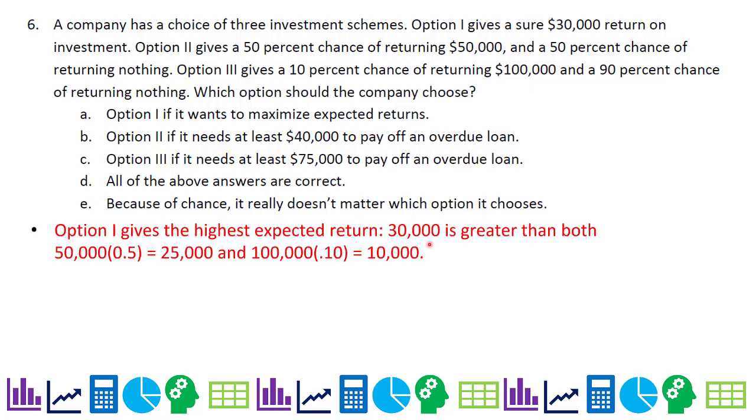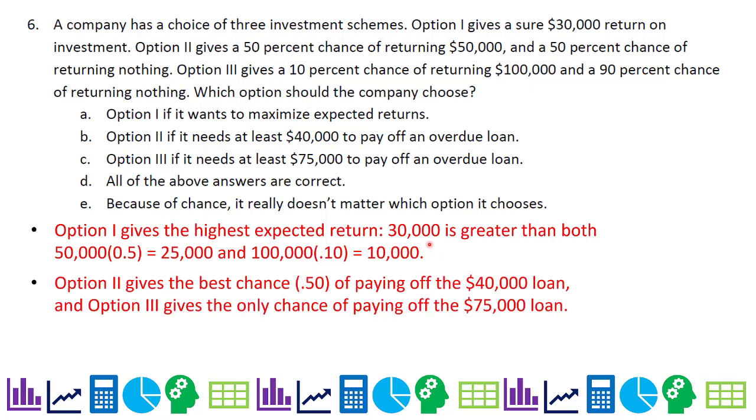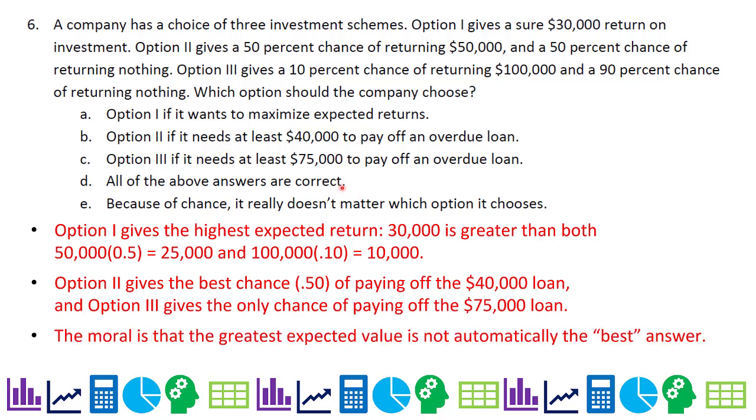So option 1 gives the highest expected return, right? 30,000 is greater than both. Option 2 gives the best chance of paying off the $40,000 loan, a 50-50 shot. And option 3 gives the only chance of paying off a $75,000 loan. So if you want to maximize expected returns, you'd go with option 1. If you want to pay off this loan, yeah, option 2. And if you need even more money, you've got to go with option 3. So all of the above answers are correct. The moral is that the greatest expected value is not automatically the best answer.